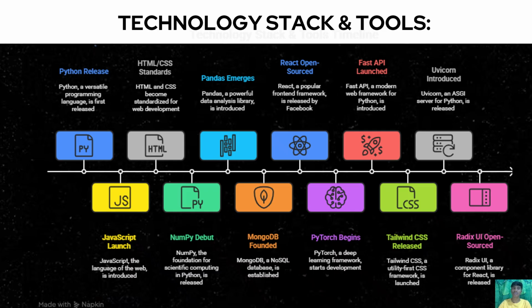From foundation tools like Python, HTML, and JavaScript to advanced frameworks like React, FastAPI, PyTorch, and MongoDB. Together, these technologies form a modern, scalable, and high-performance ecosystem that powers the entire GNN-AID framework.